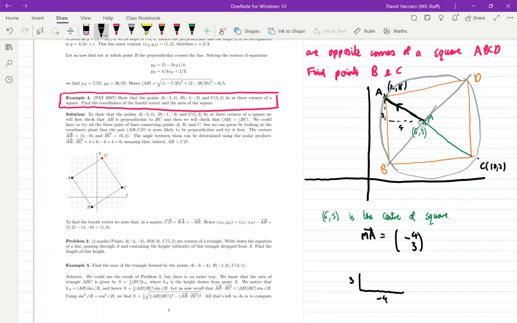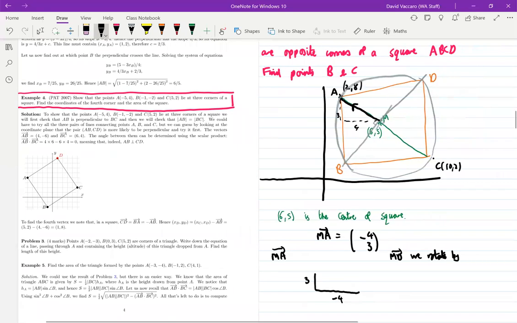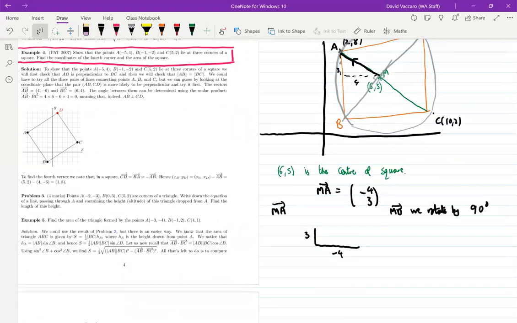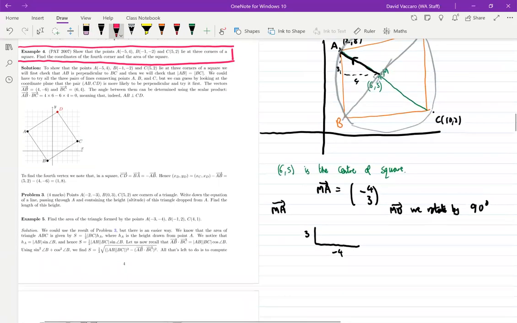Now, to get the vector MD, we need to rotate by 90 degrees. Now if I rotate this vector -4, 3 by 90 degrees, I end up going 4 units up and 3 across. So I can write that the vector MD is 3, 4.